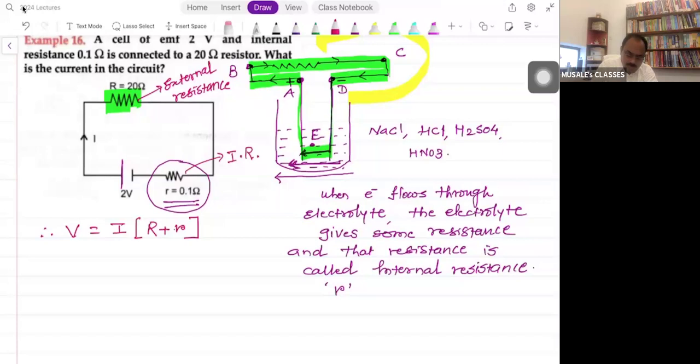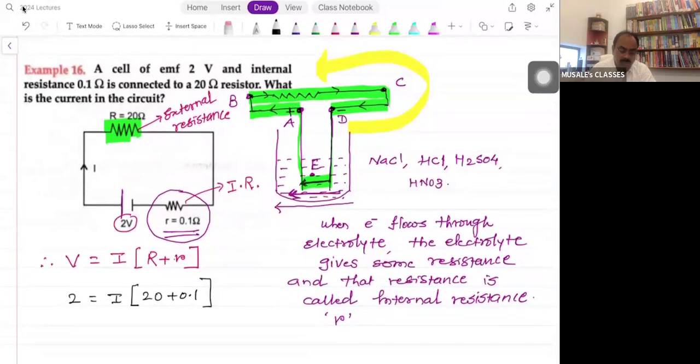Now V is given to you, that is 2. I we don't know. External resistance is 20, plus 0.1. What is asked? A cell of an EMF 2 volt and internal resistance 0.1 ohm is connected to a 20 ohm resistor.